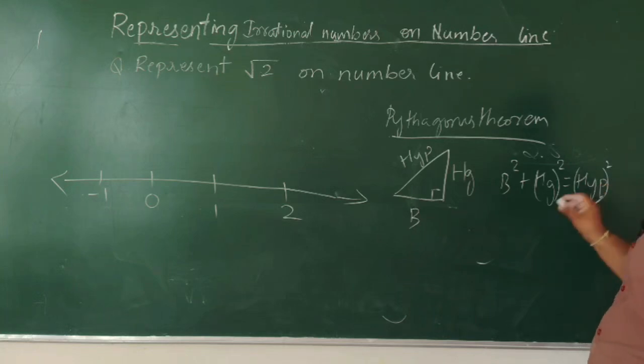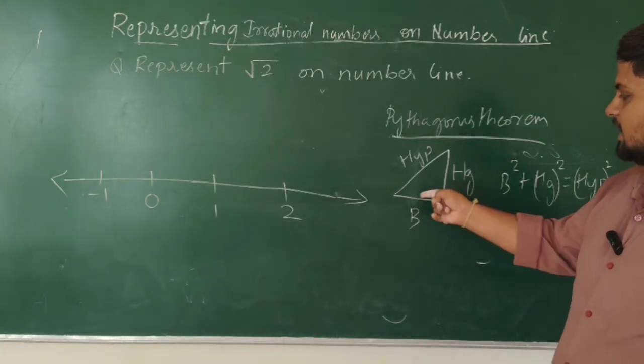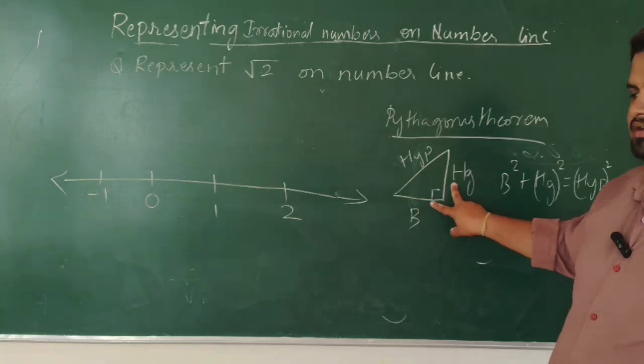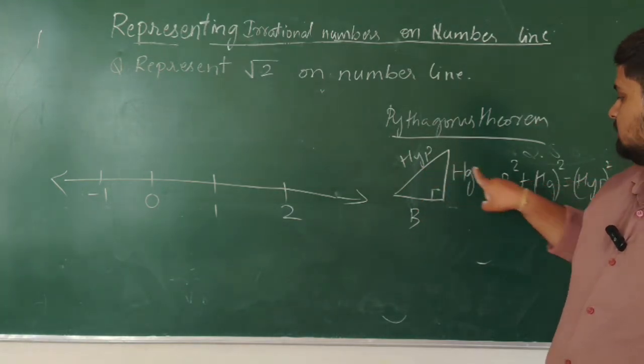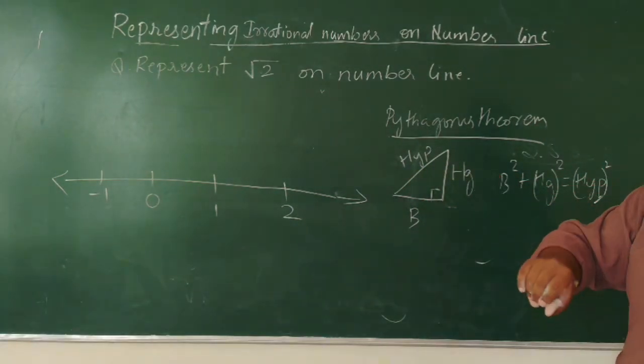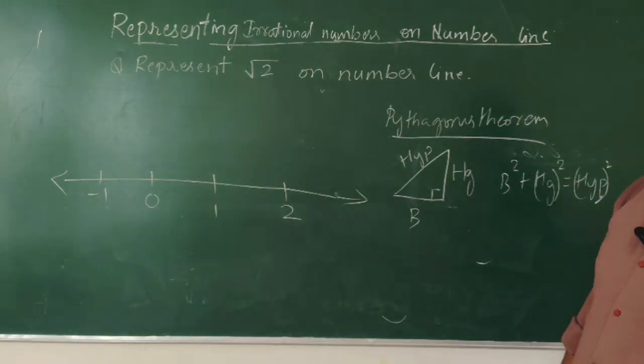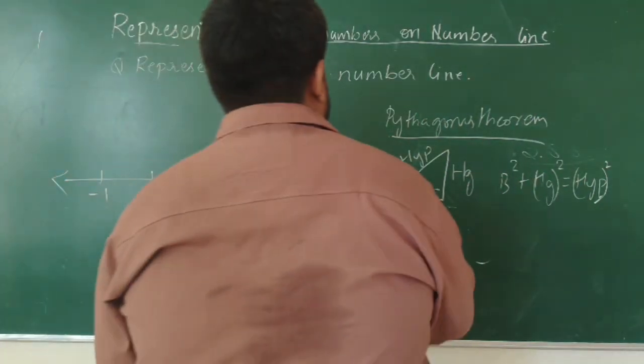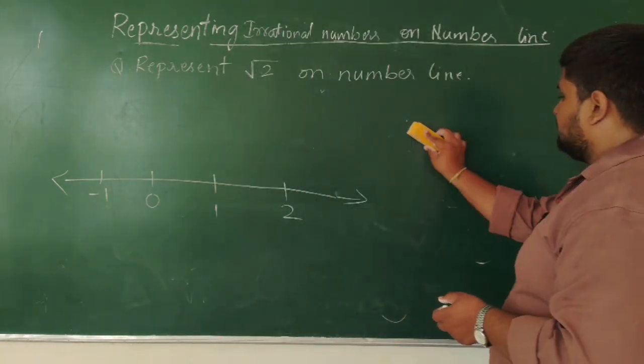You all know this, right? If you take the base, square it, take the height, square it, add both the squares, you will get it equivalent to the hypotenuse square. So this is all known. So we will use this principle over here. So now look at the example which I am giving.